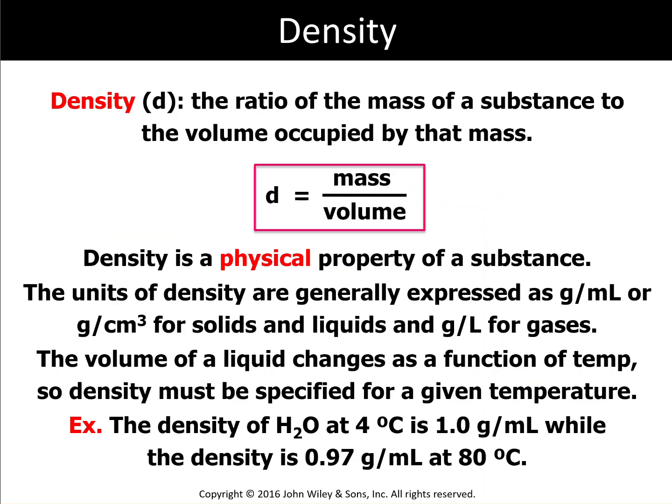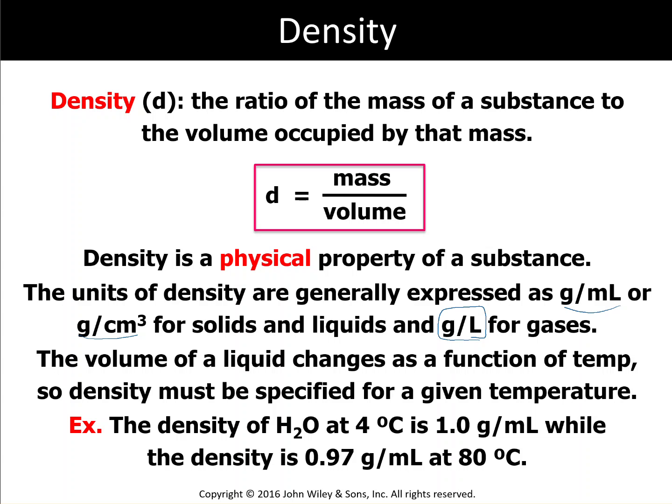So let's look at density now. Since we've learned the units of measurement and some SI units, we're going to look at density, which is the ratio of mass over volume. Density is a physical property of a substance. The unit of density for solids is gram per cubic centimeter, for liquids it is gram per milliliter, and for gases it is grams per liter.